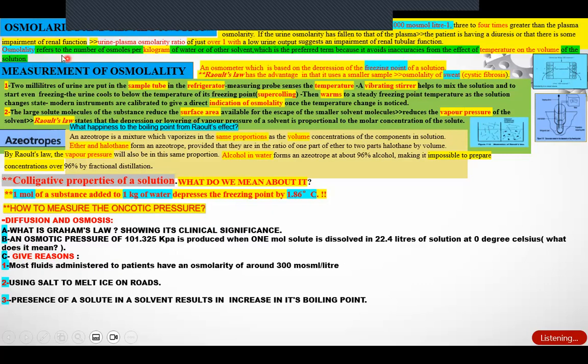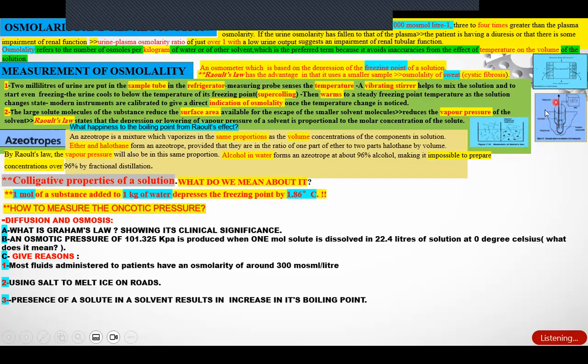We always talk about osmolarity, but osmolality is the proper term used. It is the osmoles per kilogram of water or of other solvent, which is preferred because osmolarity refers to volume, which is affected by temperature, but osmolality is not affected by temperature. For the measurement of osmolarity, we have 2 types.